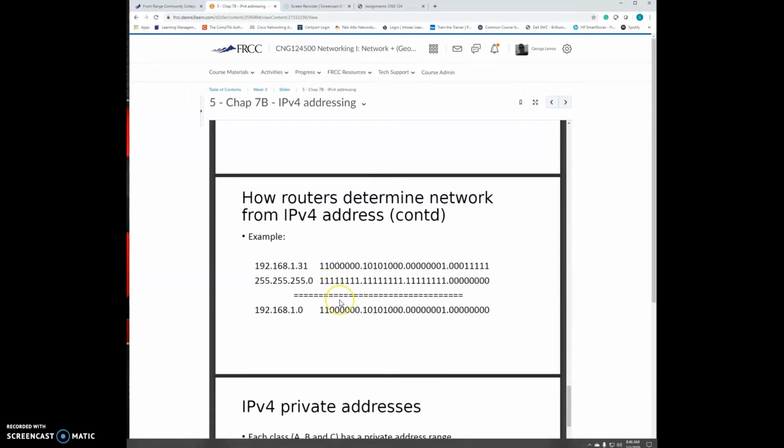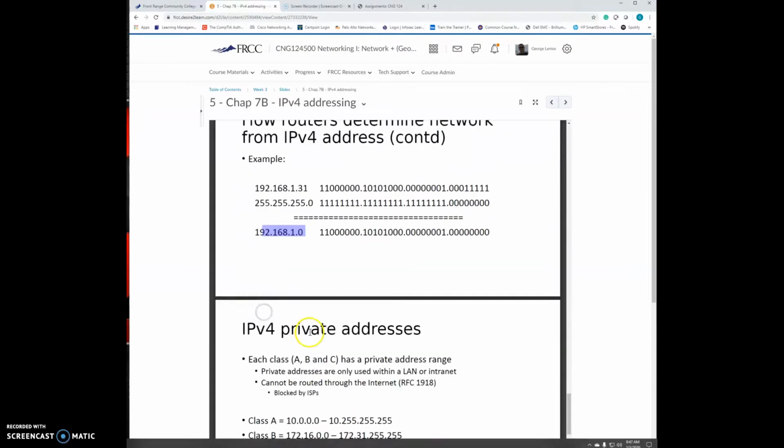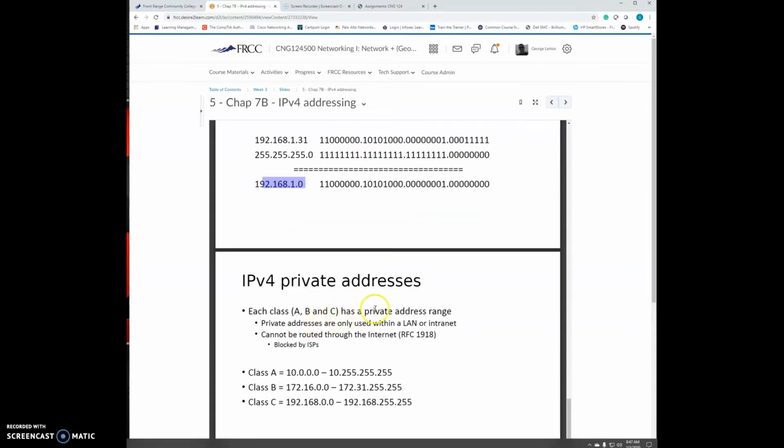Here we have ANDing to find our network address. We take the default subnet mask with an IP address given to us, and basically we are multiplying. 1 times 1 will give us 1, 1 times 0 will give us 0, and we come up with the solution of the network address at that point. Sorry, I can't just click that one. There we go. And that would be our network address of the IP given.